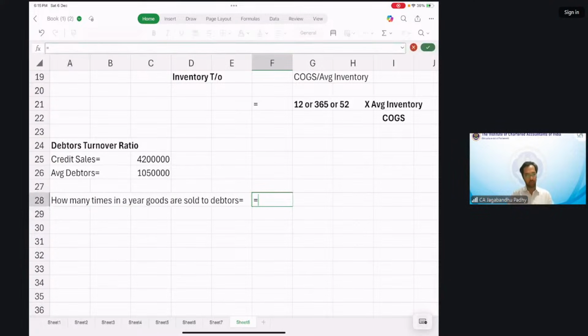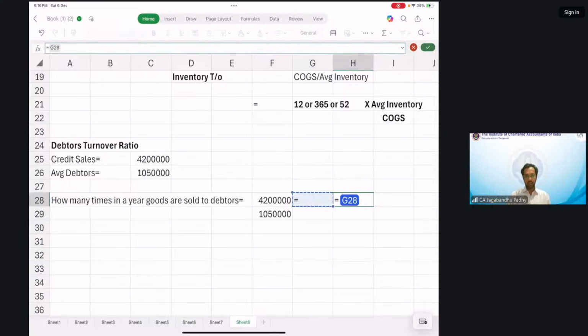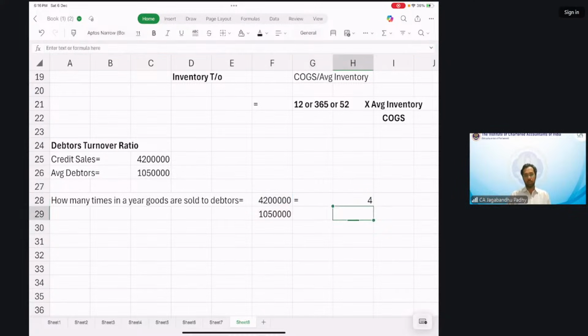So can I say this is like 42 lakhs upon 10 lakh 50,000? So how many times in a year goods are sold to debtors? 42 lakhs divided by 10 lakh 50,000. Because you have on an average a debtor balance of 10 lakh 50,000 and your credit sales is 42 lakhs. So you're actually selling goods to the debtors 4 times in a year. Selling goods to the debtors 4 times in a year, guys. Noted.